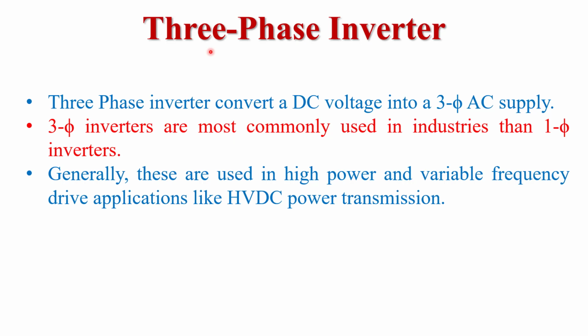Now before I discuss the 3-phase inverter with 120-degree conduction mode, here I give a brief description of 3-phase inverter. 3-phase inverters are basically used to convert DC voltage into 3-phase AC supply. They are most commonly used in industrial applications where we do not use single-phase inverters, because single-phase inverters are used in domestic applications. Generally, 3-phase inverters are used in high power applications and variable frequency drive applications, just like HVDC power transmission. So this is the brief introduction of 3-phase inverter.